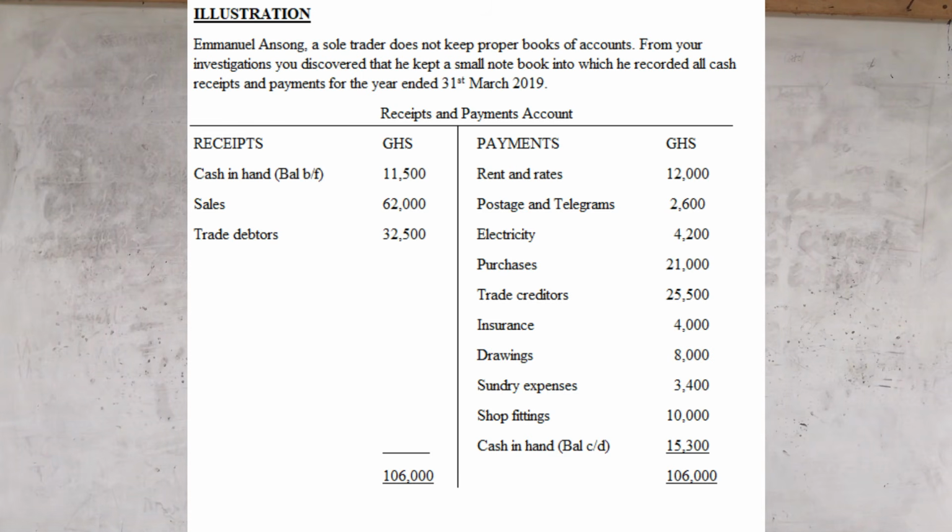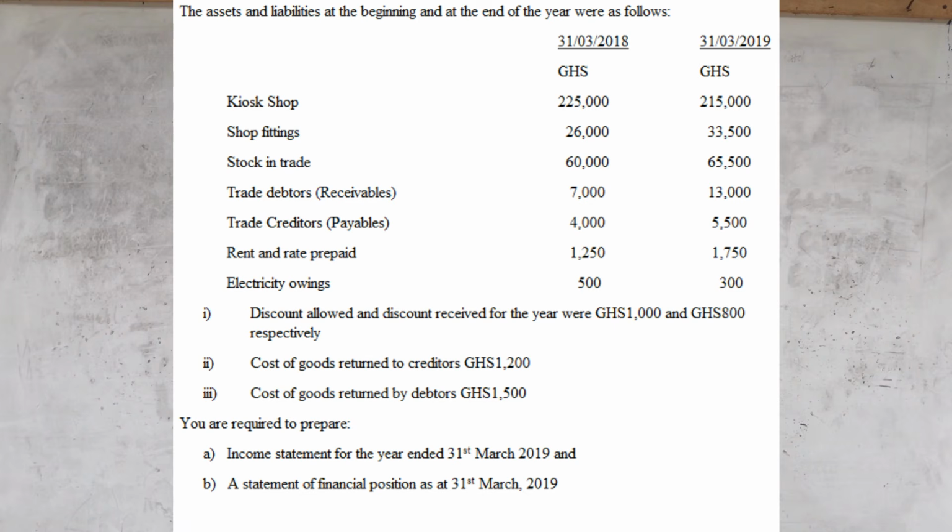Then we continue with the other information. We are told that the assets and liabilities at the beginning and at the end of the year were as follows. So we have the opening balances on the left and the closing balances on the right for 31st March 2018 and 2019 respectively for Emmanuel Anson. We have kiosk shop. The opening balance is 22,500 and the closing balance is 215,000. Shop fittings is 26,000 at the beginning, 33,500 at the end.